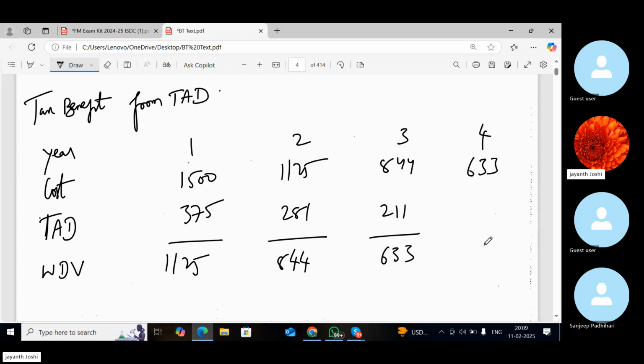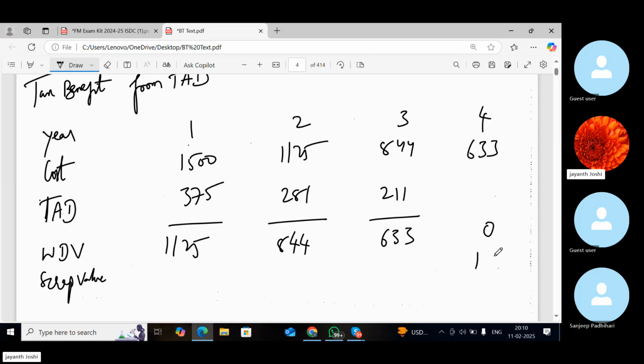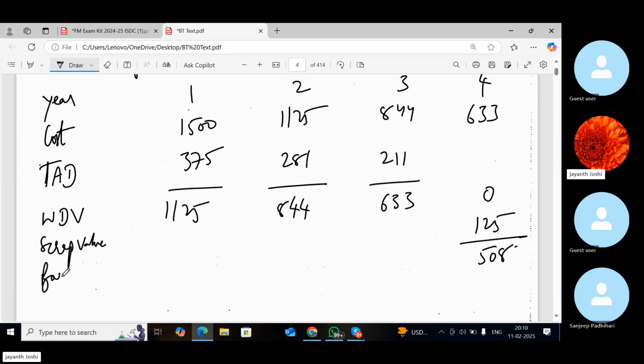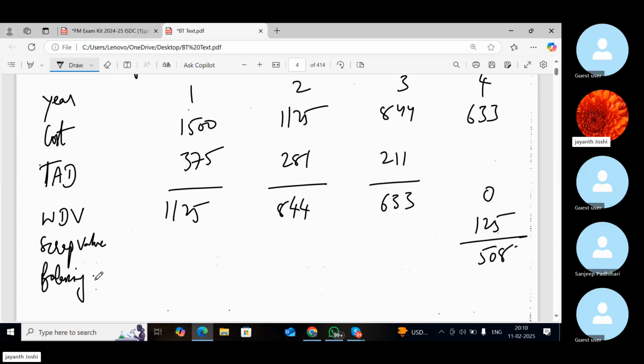First of all, the written down value and the scrap value: we are going to get 125. That means we can only depreciate till 508. This is your balancing allowance. Your asset is not going to depreciate by 100%. It's going to depreciate only by this much, because this is the value you're going to get. And of course it has to become zero because there is no further continuation of the project. This is the balancing allowance. On this, you can calculate your tax benefit.